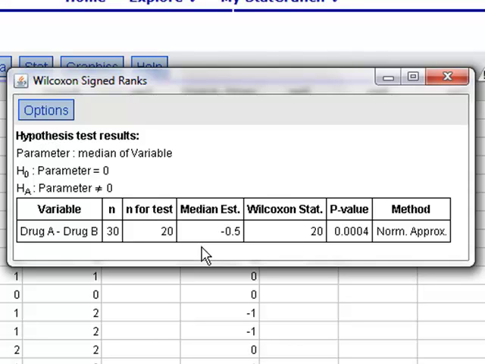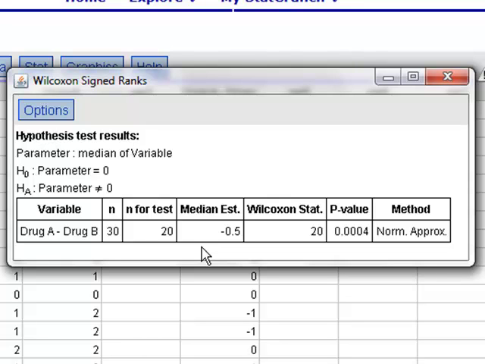So you'll notice that this median estimate that's given is negative 0.5. So if you think about the median being negative, that means that the difference in the median growth for drug A and the median growth for drug B was negative. The only way that that can occur is if drug B, our second sample, has a higher median than drug A, our first sample. So our final conclusion is not only that there's a difference in the median hair growth for the two variables, but we can also conclude that the median growth with drug B is actually greater than the median growth with drug A.